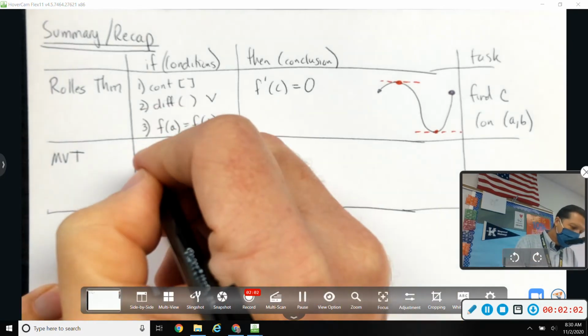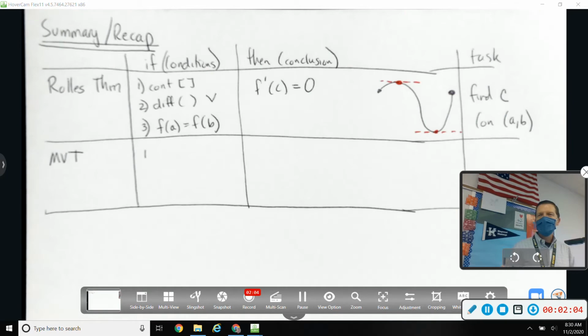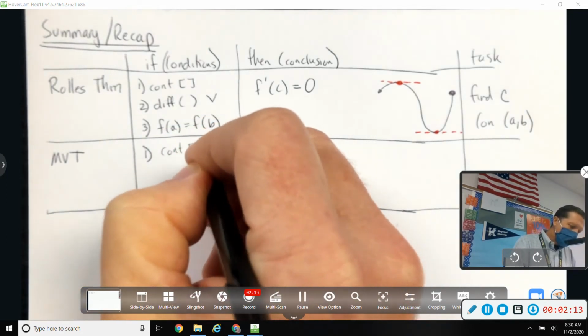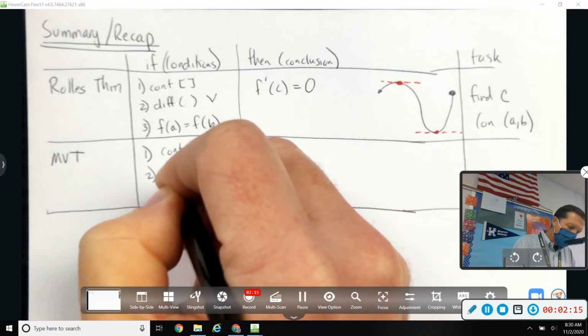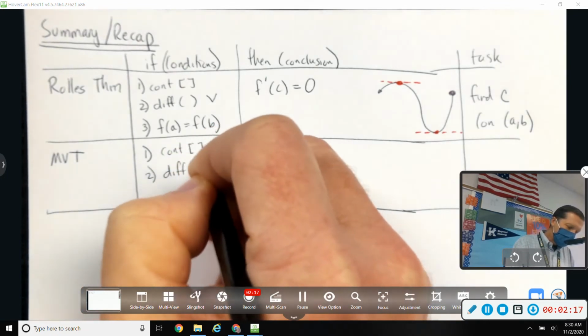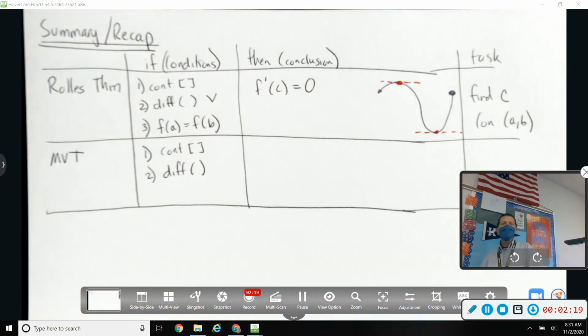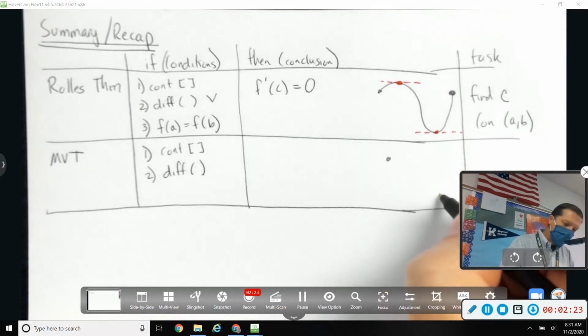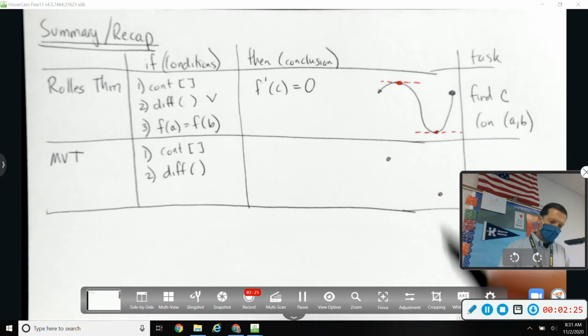MVT. Well, any questions on that? I want to go quick, but I don't want to zoom past any questions. MVT is a little more generic, a little more broad. As long as it's continuous on the closed and differentiable on the open, the starting and ending points don't have to be the same.